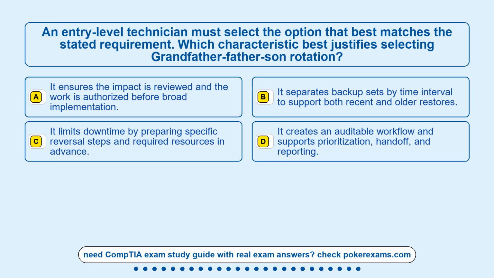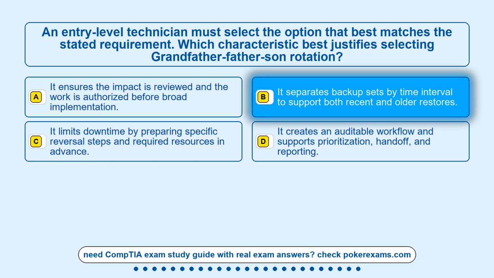Question 17. An entry-level technician must select the option that best matches the stated requirement. Which characteristic best justifies selecting grandfather-father-son rotation? Option A. It ensures the impact is reviewed and the work is authorized before broad implementation. Option B. It separates backup sets by time interval to support both recent and older restores. Option C. It limits downtime by preparing specific reversal steps and required resources in advance. Option D. It creates an auditable workflow and supports prioritization, handoff, and reporting.